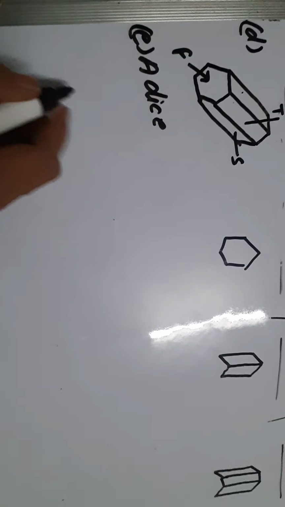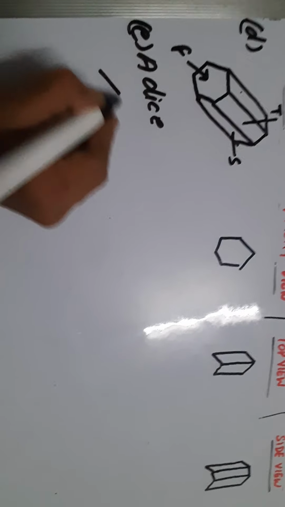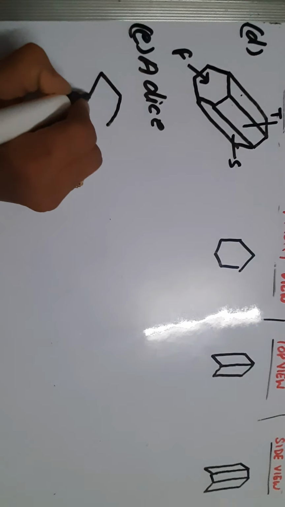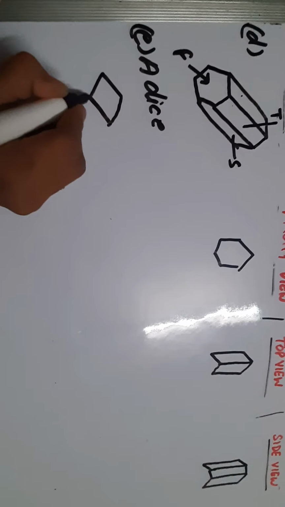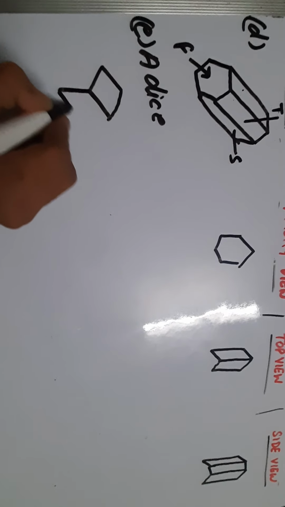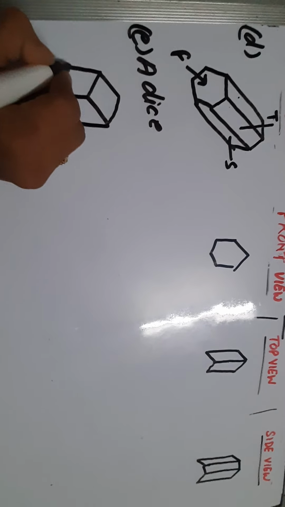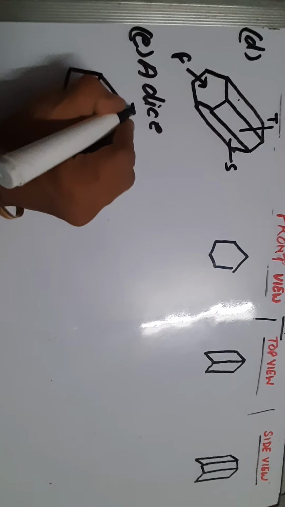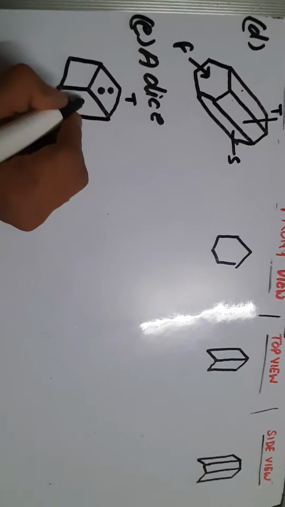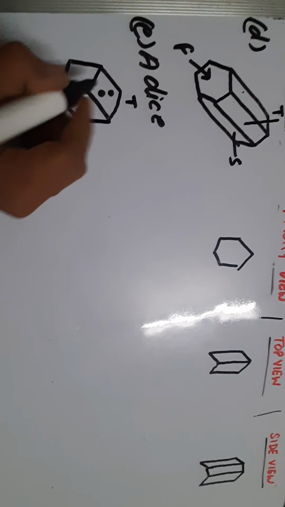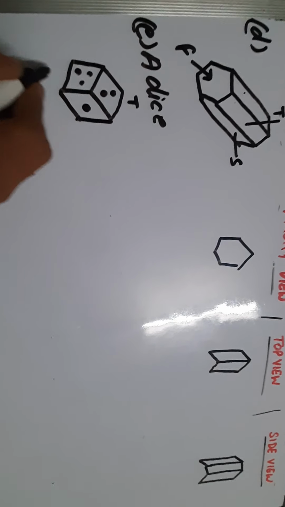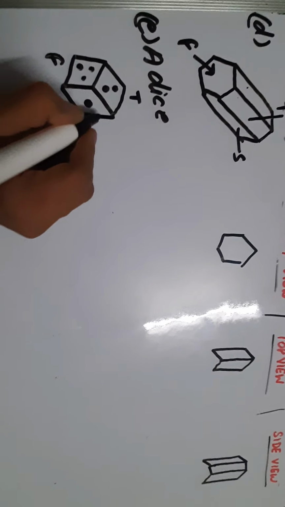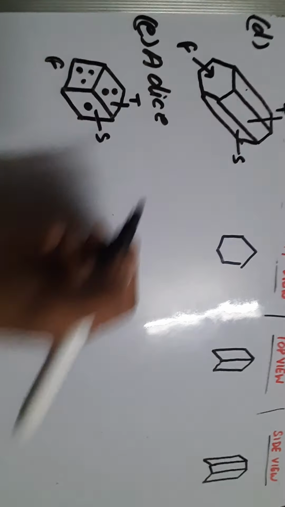Now E is a dice. E is a dice. We all know it is cubical in shape. So a dice is made in front of you. It is given to you like this. On the top, 2 faces, 2 dots. On side, this is given. On front, 3 dots are given. This is front, this is side, and this is top.